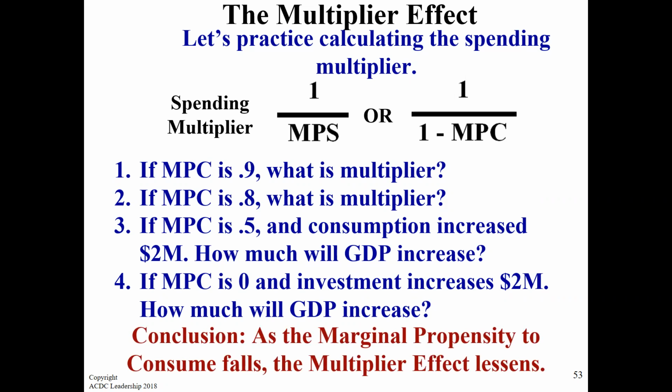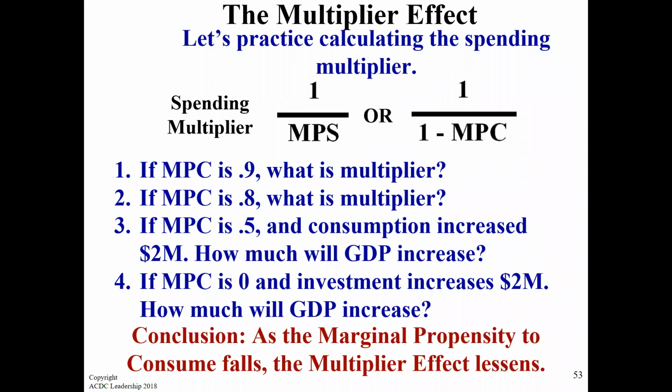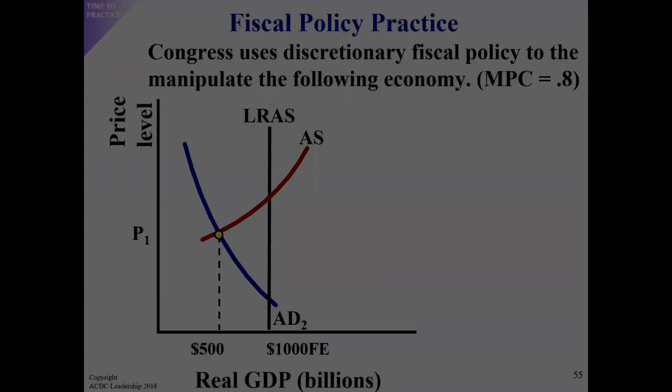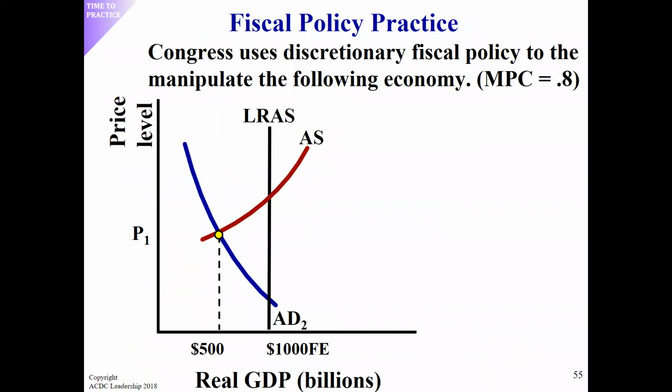As the marginal propensity to consume falls, the multiplier lessens, because people are spending less, so that hurts the multiplier. What if the MPC is 1? If the MPC is 1, we're in trouble, we're not saving a penny. It's infinite, the money multiplier. Usually both of them don't get there.